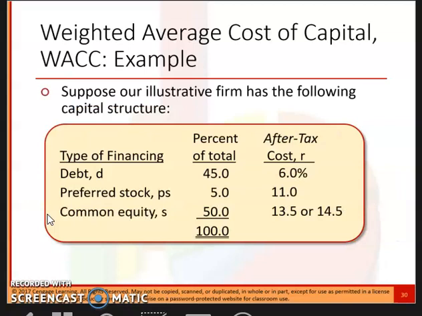So, example here: we've got a firm with debt of 45%. The after-tax cost of debt is 6%. The preferred stock is 5%. The cost of preferred stock, or required rate of return for preferred stockholders, is 11%. And then common equity is 50%. It's 13.5% for internal equity and 14.5% for external equity.